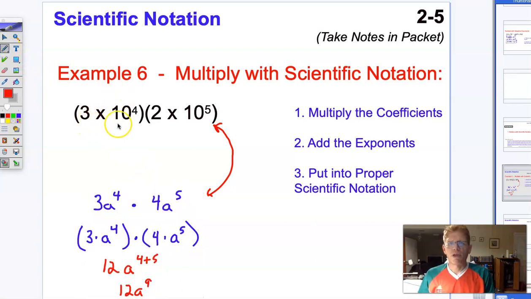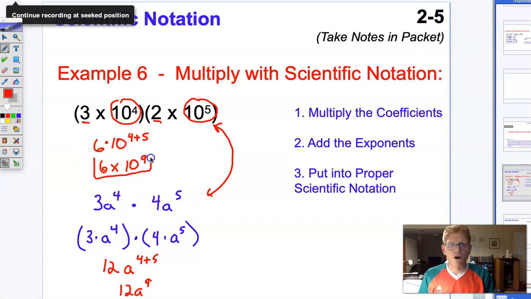Multiplying our constants, 3 times 2 is going to give me 6. And then these two exponents with the same base, I'm going to multiply together, and that's going to give me 10 to the 4 plus 5 power. I'm just multiplying those two things together. So that's going to give me 6 times 10 to the 9th. And that's pretty much all we're doing anytime we multiply with scientific notation.